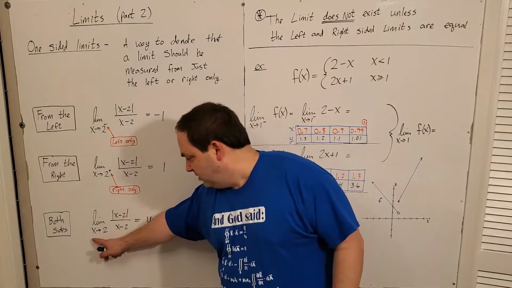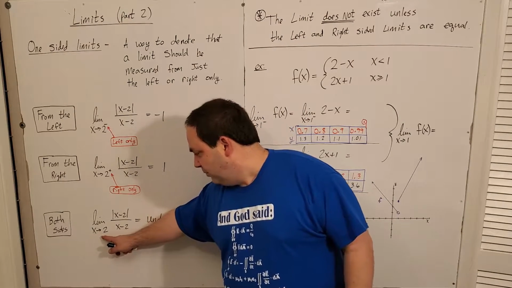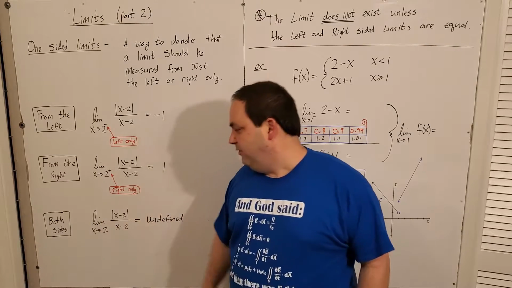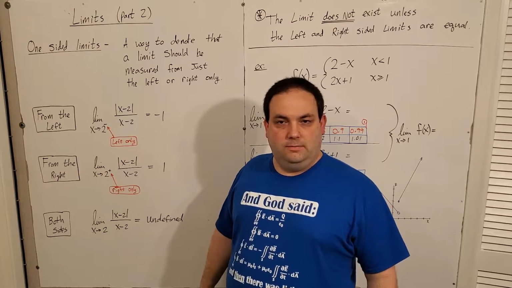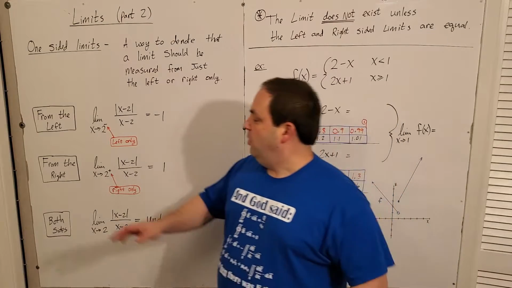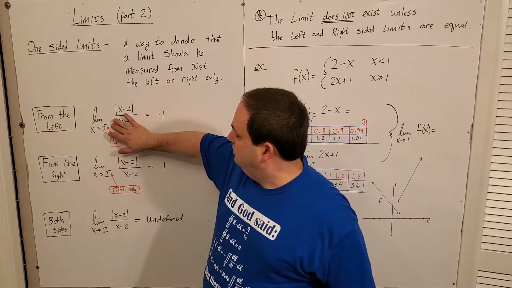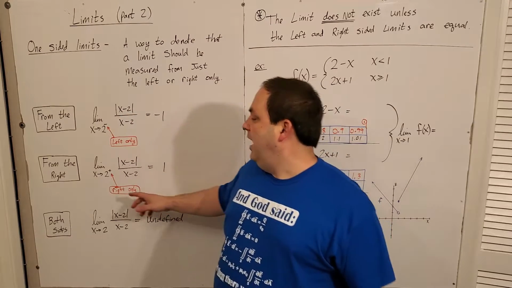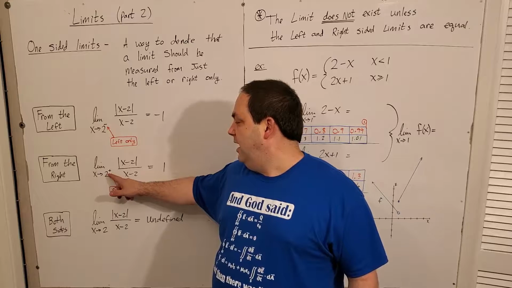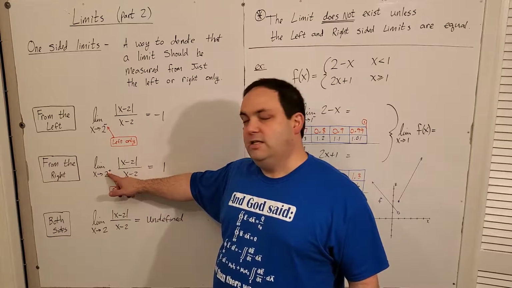And then, like we saw before, if it's just as x approaches 2 inside of your limit, well then it's your normal everyday limit from all directions. Okay? So I can have this symbol in here and get one answer from the left. I can have a completely different answer when I symbolize from the right.